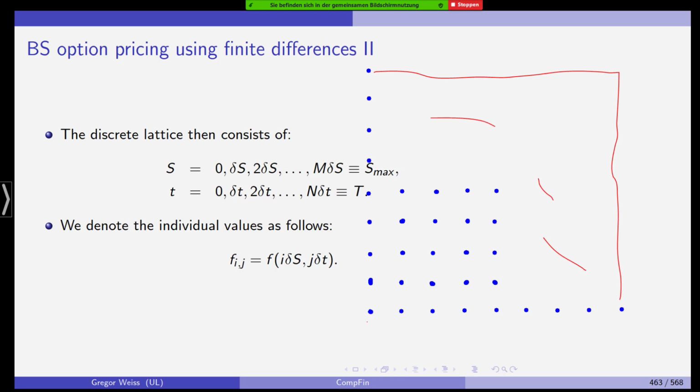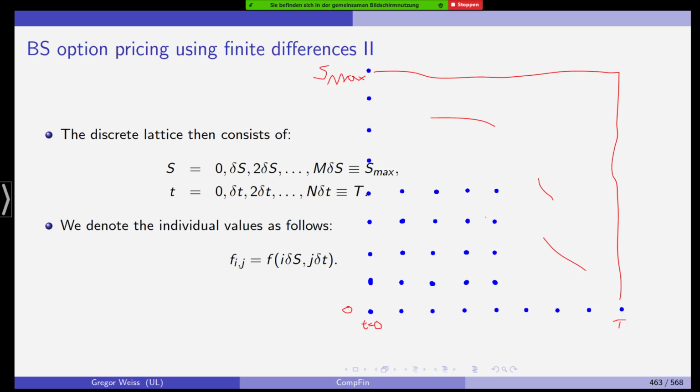and this gives us a lattice. This is T0 and this is maturity, capital T, and this is a stock price of 0 and this is S max. Now, I want to compute all the potential option prices in this lattice.